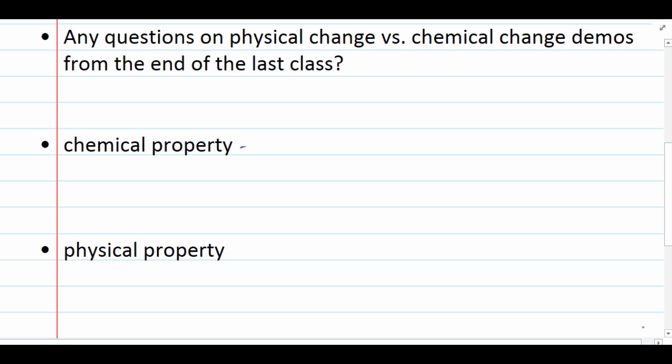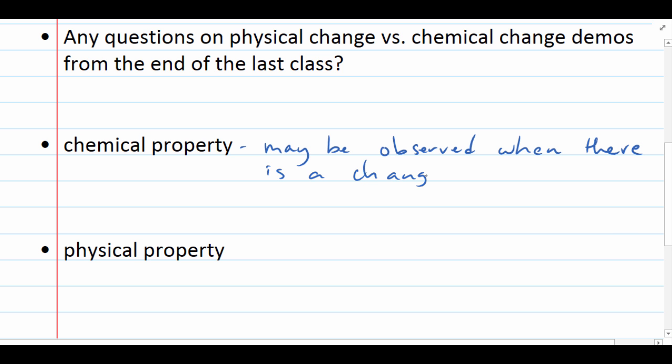Next up, chemical property and physical property. These are a couple terms that we should define. And when we talk about a chemical property, we say that these may be observed when there's a change in chemical composition.